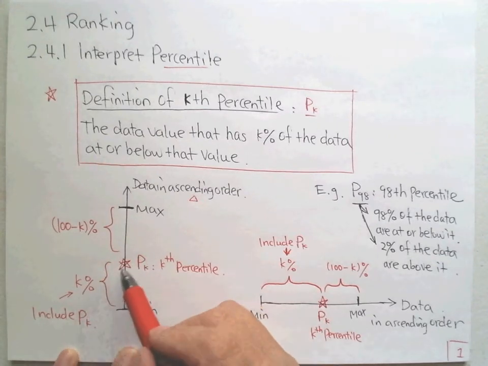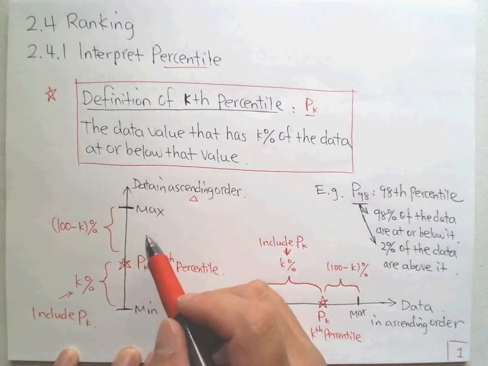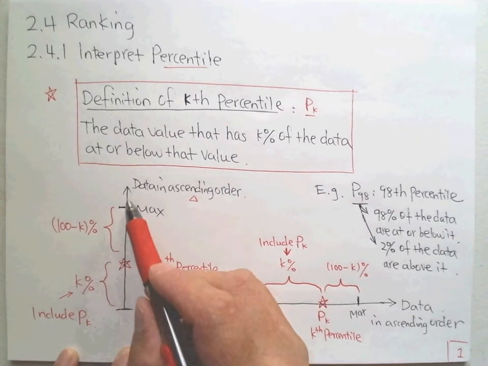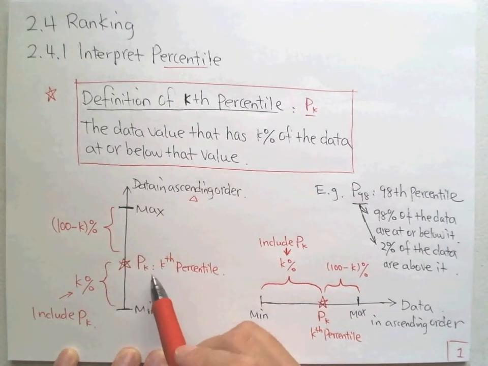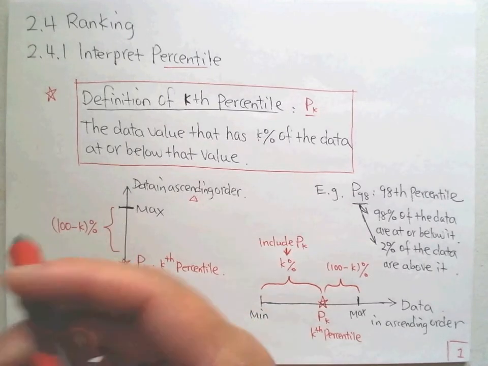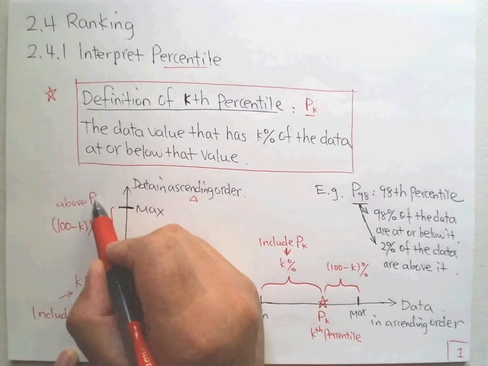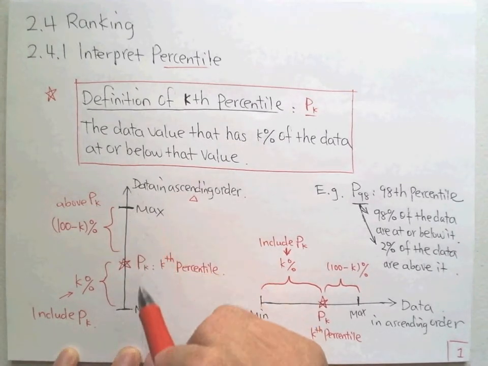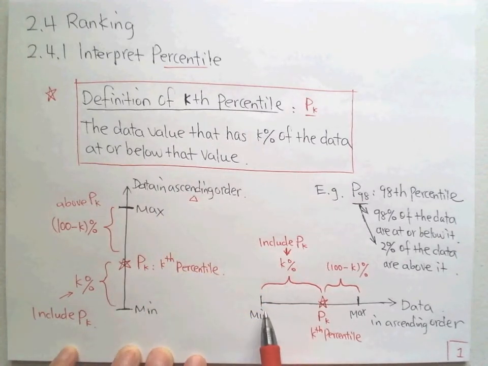So how about the top? We can imagine the total data is 100%. So 100% minus K percent, we get 100 minus K percent of the data on the top. That means, for PK, how many percent of the data are above PK? We simply say this is above PK. And this is one order, so we draw a vertical line like this. Sometimes people like to draw a horizontal line, and they are the same.